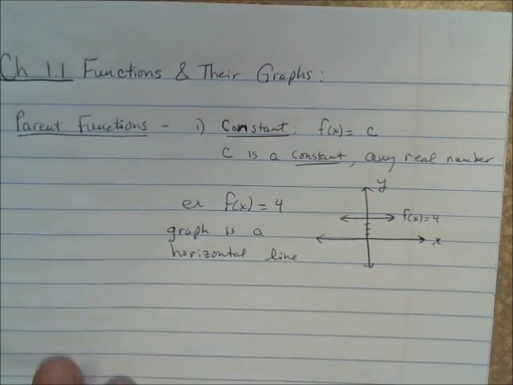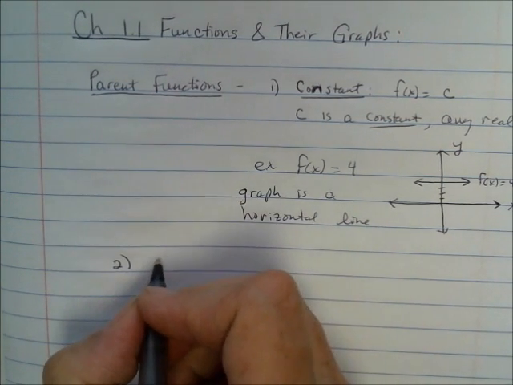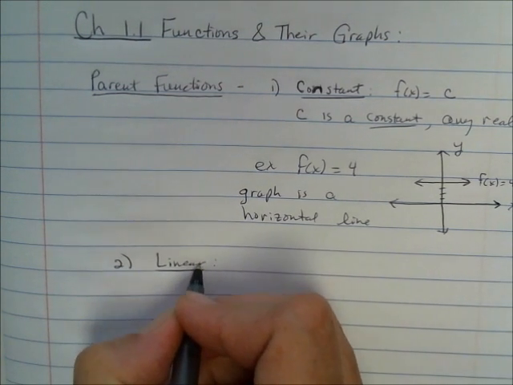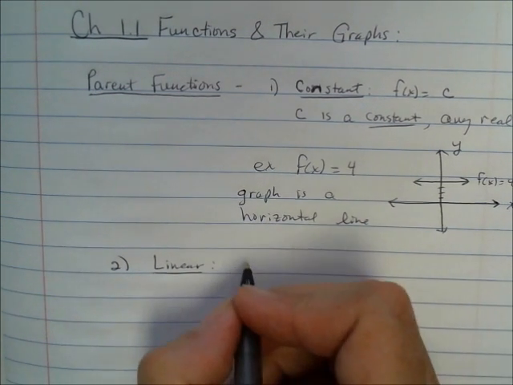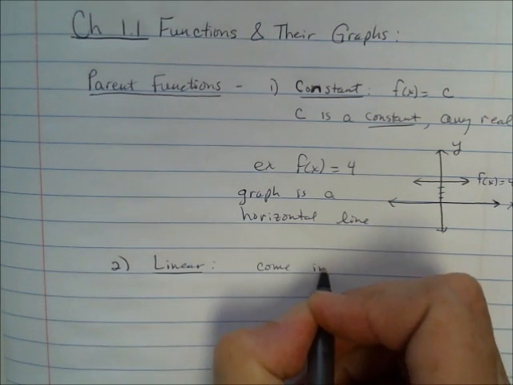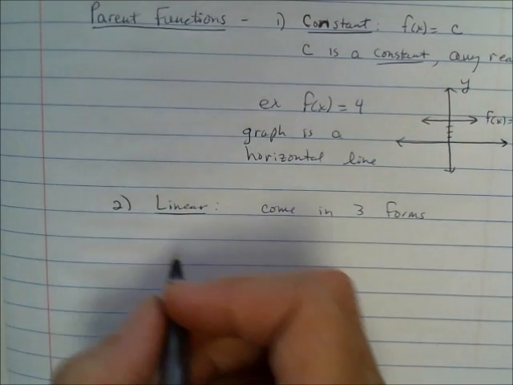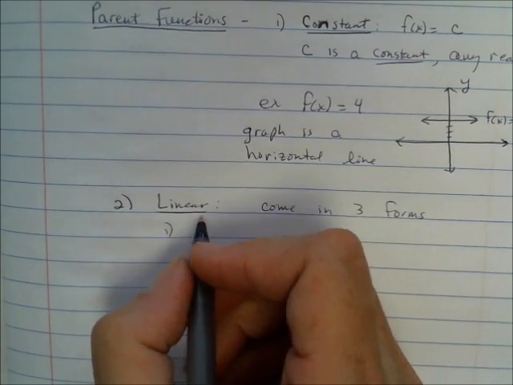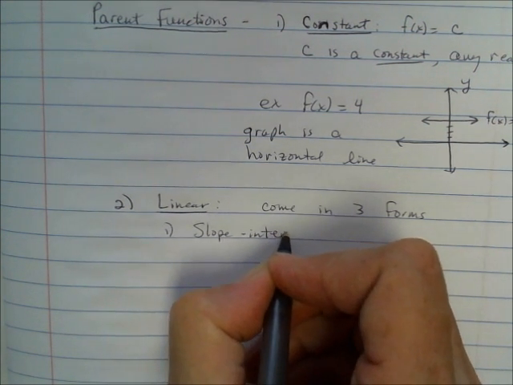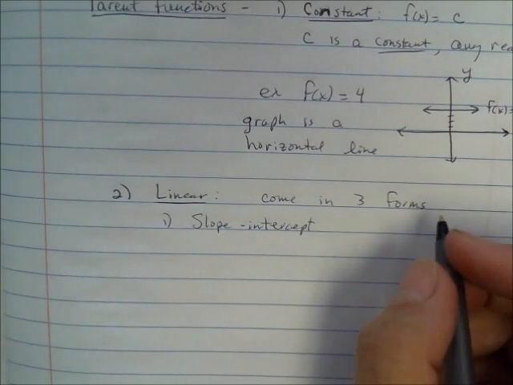The second parent function that we're going to talk about is called a linear function. And there are 3 forms of a linear function that we're going to talk about. Linear functions come in 3 forms. The first form of a linear function is called slope-intercept form. And this is the form that you probably talked about the most when you were in Algebra 1.